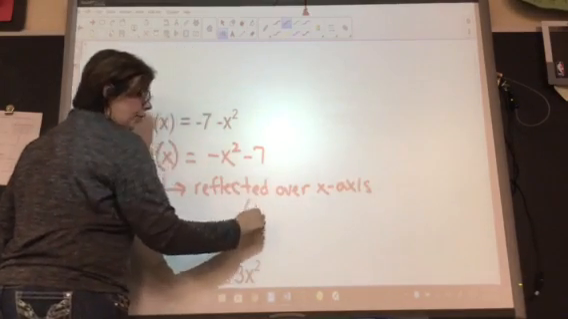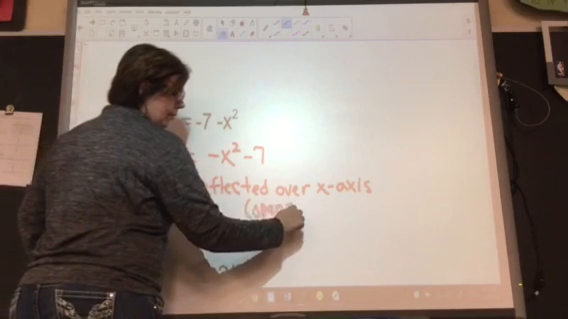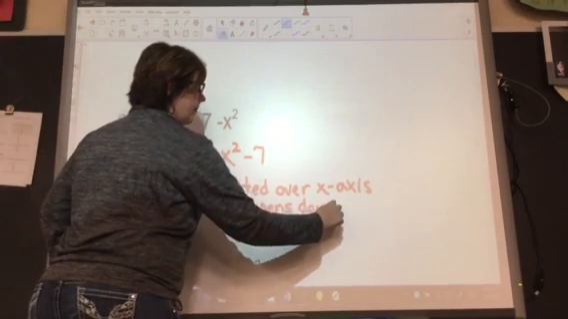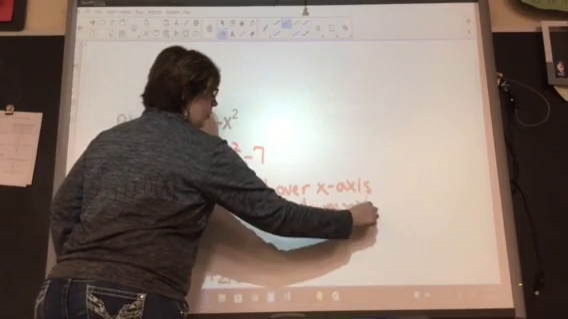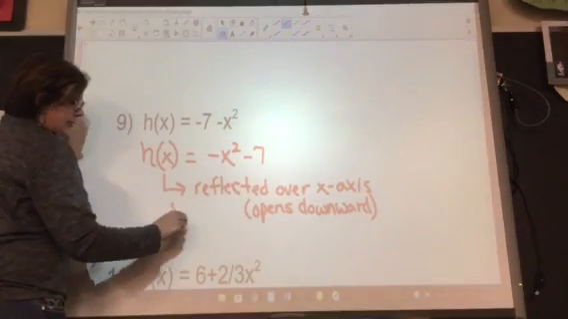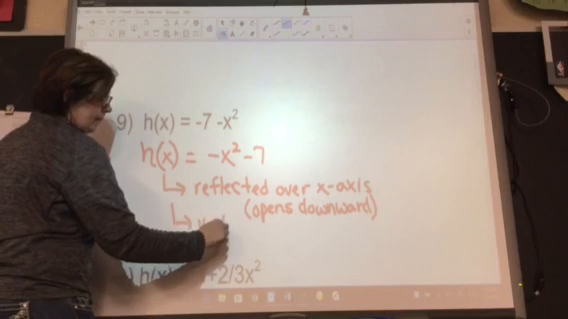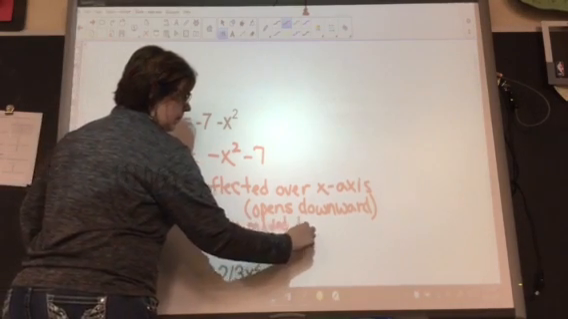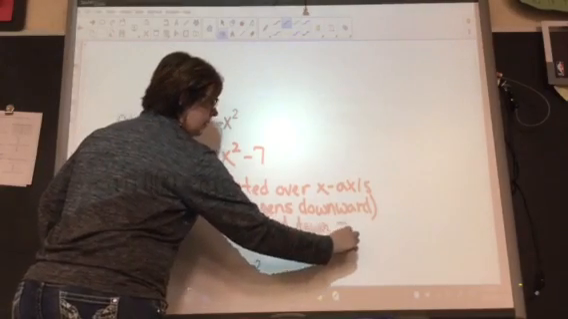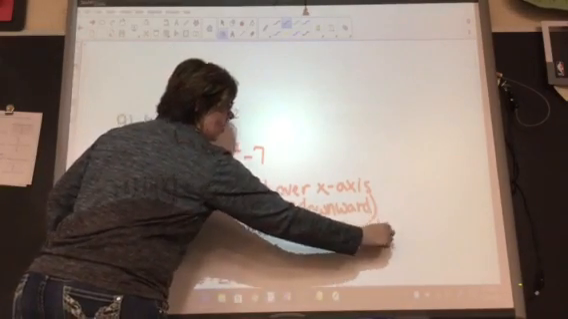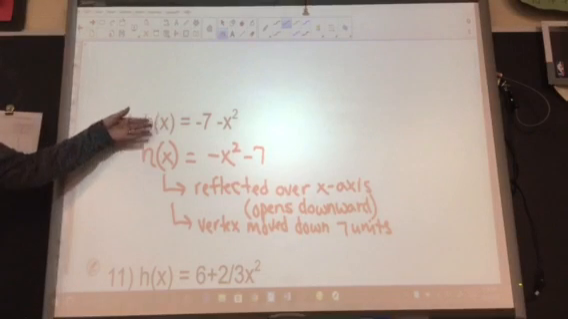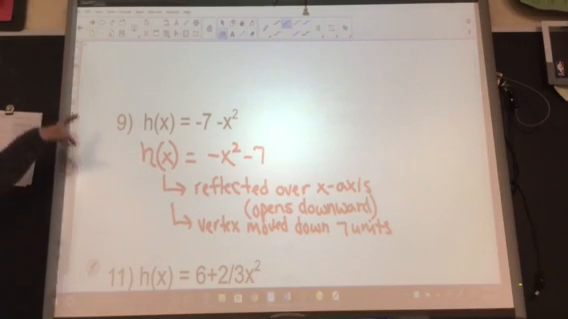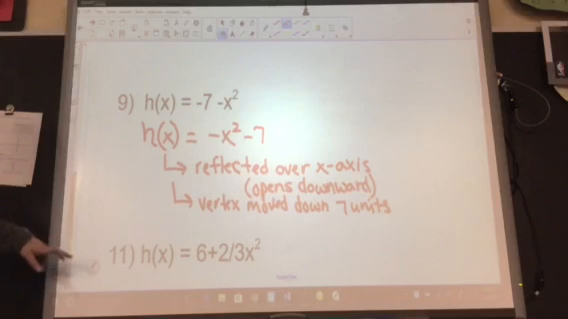You could write opens downward if you wanted to. That's the same thing. Opens downward. And you said that the vertex is moved what? Yeah, good job. 7 units. So again, all you're doing really is writing out the function and then describing how it's different than the parent. No graphing taking place. You just have to think about it.